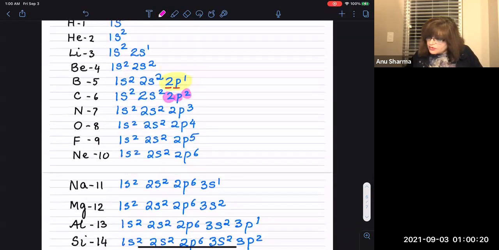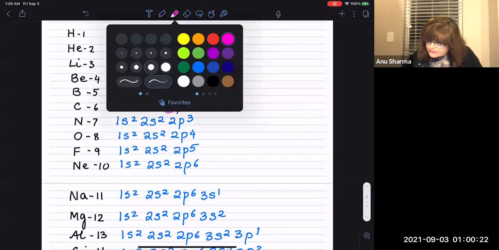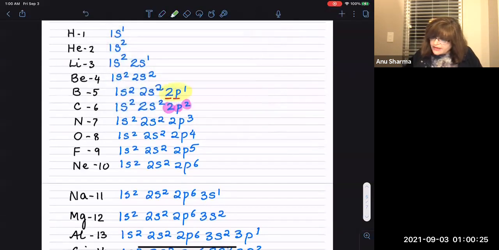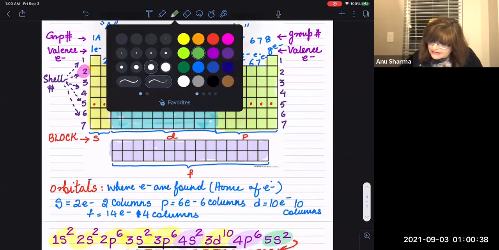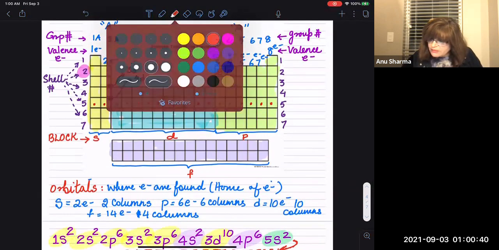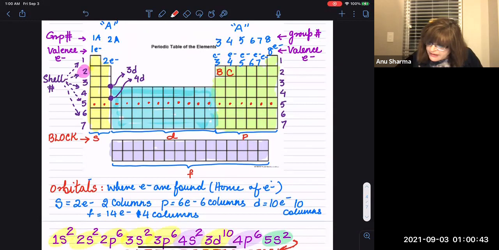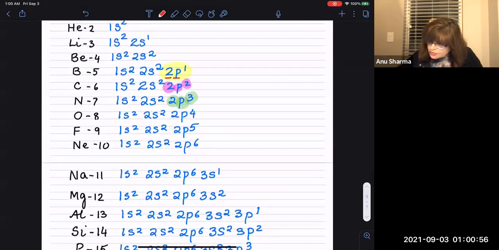Okay, now let's look at the third one. This means it is in the third column in the P block. So if you look at nitrogen, where is nitrogen found? Nitrogen is found in the second period, and yes, it's found in the fifth column, but look at the P block. In the P block, it is found in the third column. So it is going to end in 2p3 right here. 2p3.